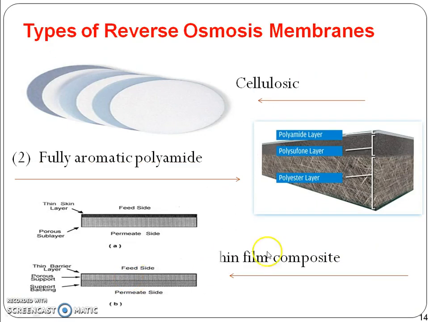Basically, there are three types of membranes used. One membrane is made from cellulosic materials, another is made from fully aromatic polyamides, and the third is made from thin film composite materials. All these types of membranes are widely used, and they are used for different sizes of particles.